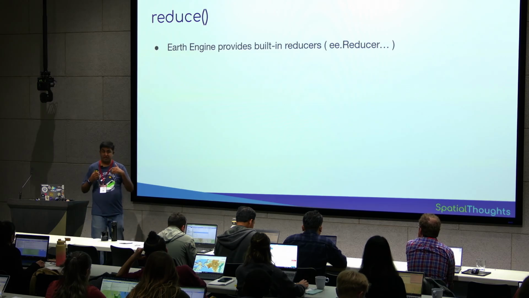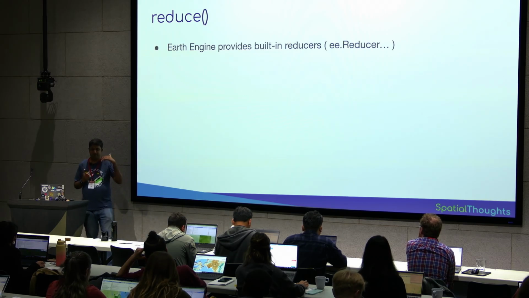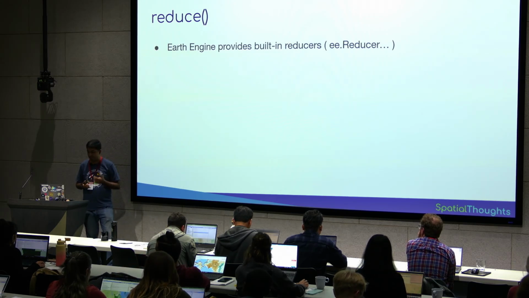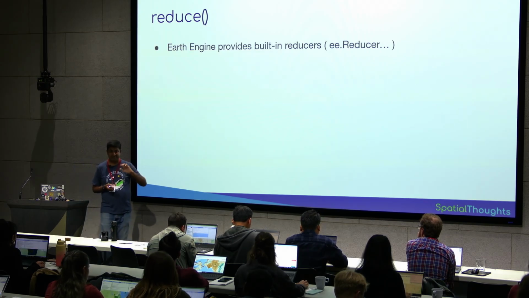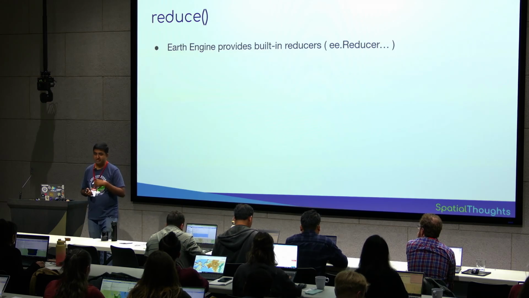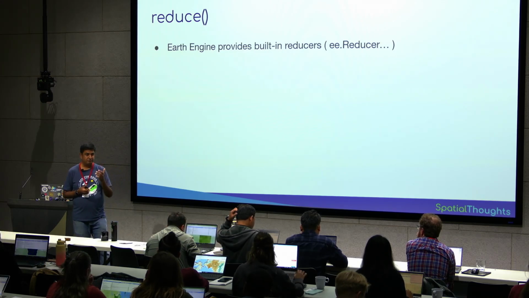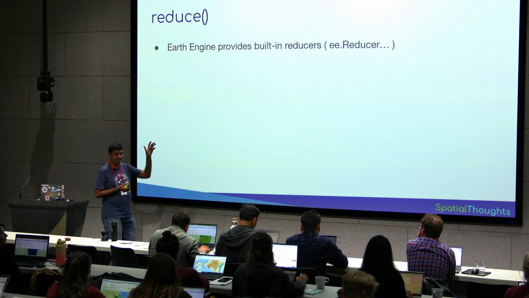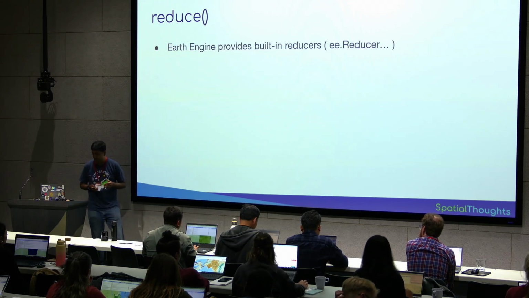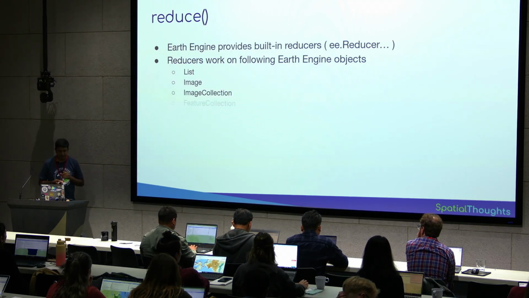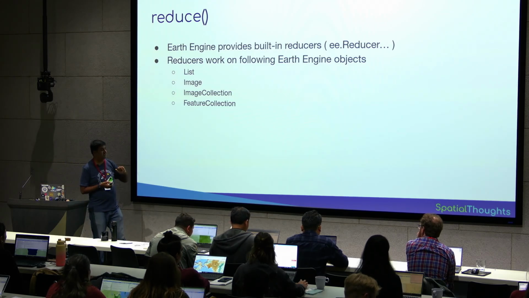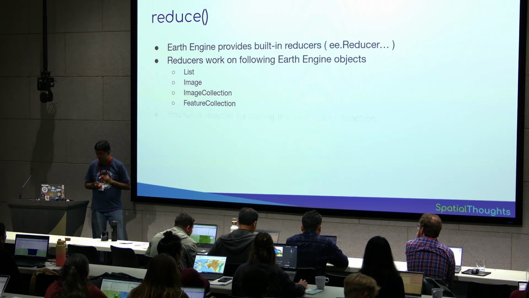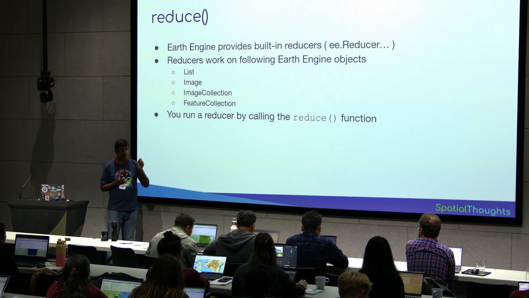Reduce is more like a statistical operation. Whenever you think of reducers, think about what statistical operation you want to do. Fortunately, you don't have to write your own functions like you do with map. Earth Engine gives you a built-in reducer function that you can use. So whatever reducer you want to use, you pick the one that you want, and you can apply it on any of these different objects. You can reduce a list, you can reduce an image, you can reduce a collection, a feature collection, and so on. And you can run a reducer by calling .reduce.